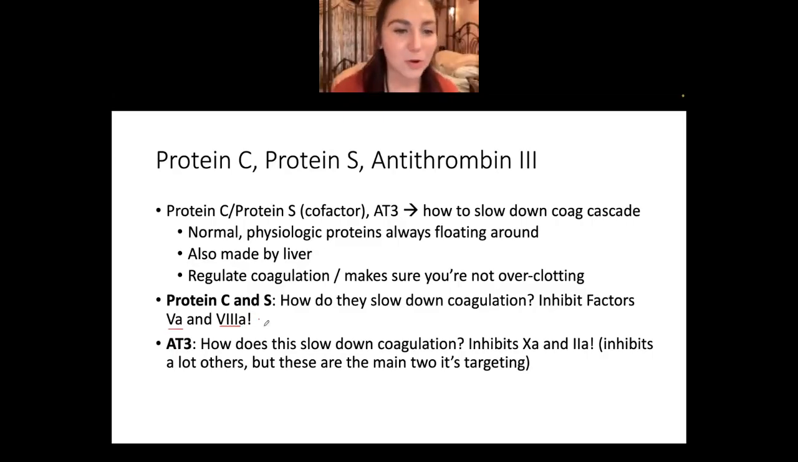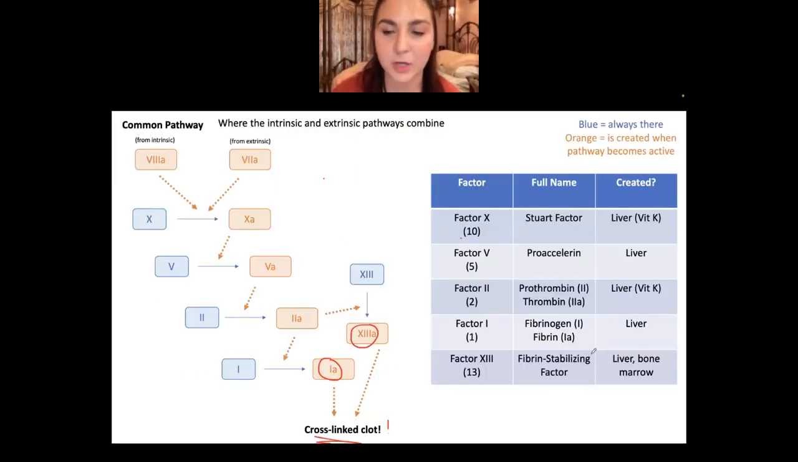Hopefully that makes sense. So protein C, protein S, they're going to be cofactors for factors 5 and 8, and they're not going to allow the formation of 5A and 8A. So they're technically inhibiting 5A and 8A. And then antithrombin 3 blocks a lot of the coagulation factors. It does a lot, but the main two that will mostly come up in questions are that it's going to inhibit 10A and 2A. 10A is activated 10, and remember from our little chart, 2A is thrombin. So antithrombin 3, right? Antithrombin, it's blocking thrombin.